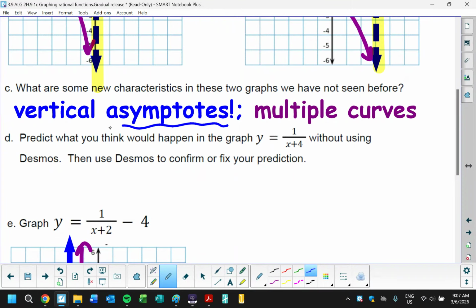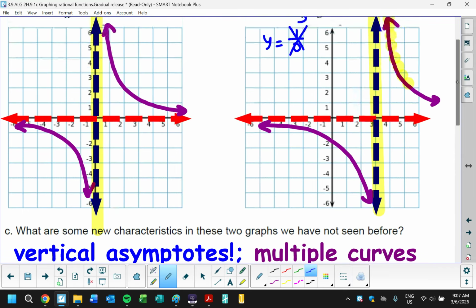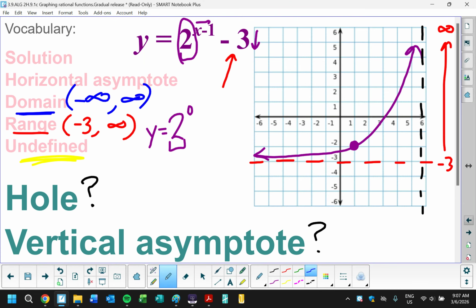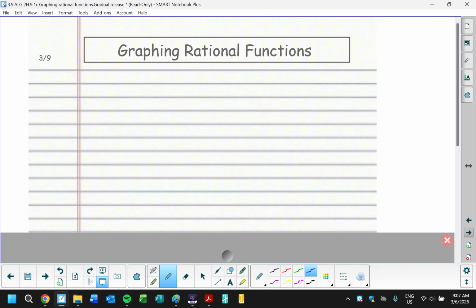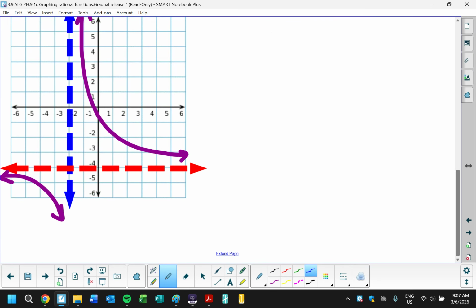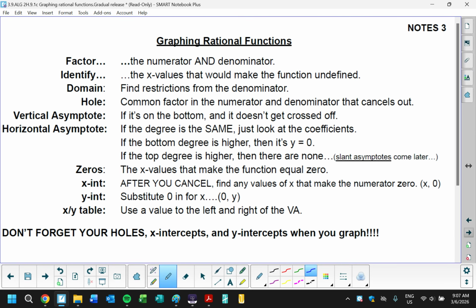So two things that we saw new on Friday, vertical asymptotes and multiple curves. Whereas before, if you recall, there was only one purple curve. Now there's going to be multiple curves. And we even had a problem down below that looked even funkier. All right, so pause your video if you want, read on through these notes, circle, underline. I'm going to come back and we're going to focus on step-by-step process.